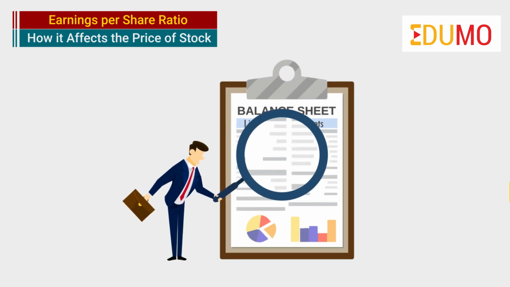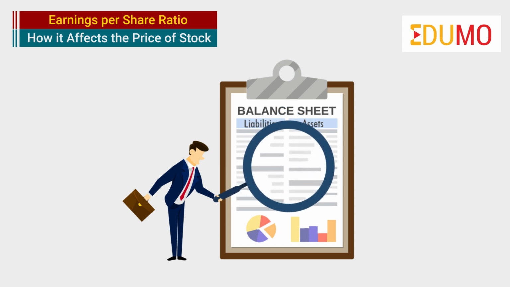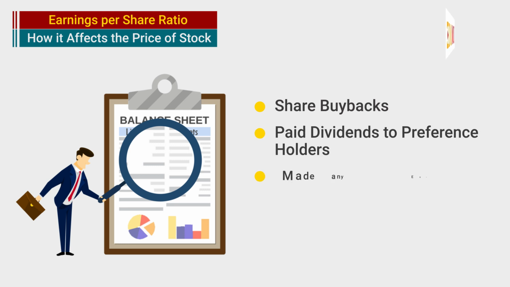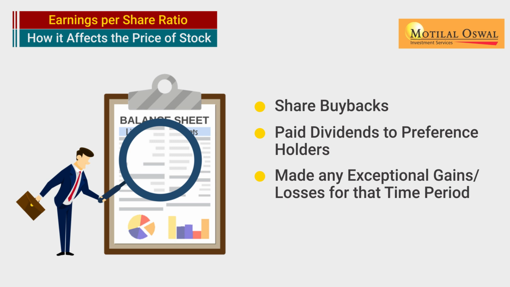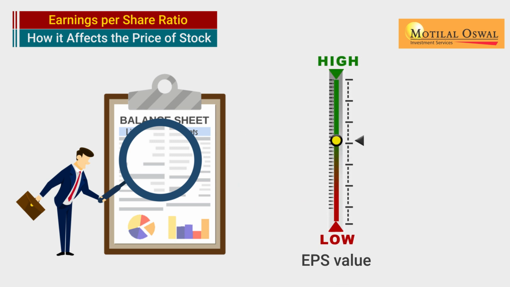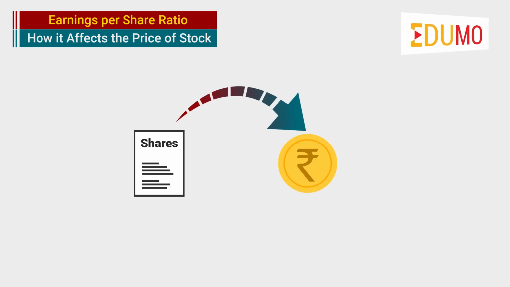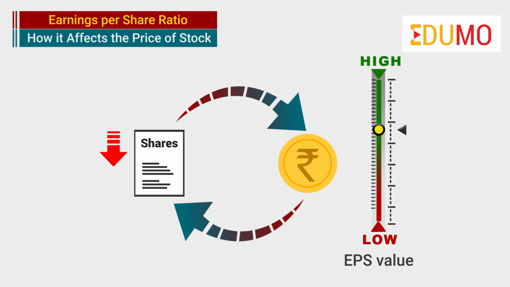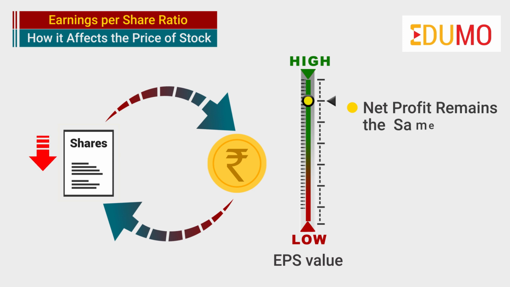As an investor, it is important that you go through the balance sheet of the company to check whether the company has done any share buybacks, paid dividends to preference holders, or made any exceptional gains or losses for that time period. This is because these actions may result in an increase or decrease in the EPS value and may not represent the real value. Suppose, if a company does a share buyback, then the number of outstanding shares would reduce. This would result in an increase in the EPS value, even though the net profit remains the same.